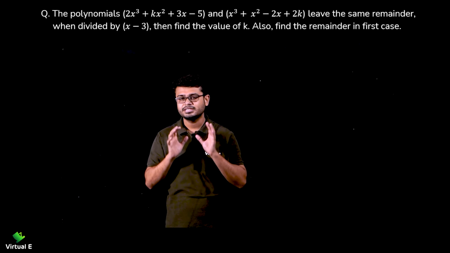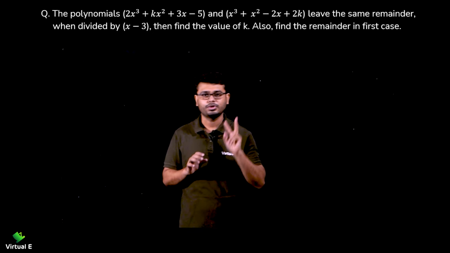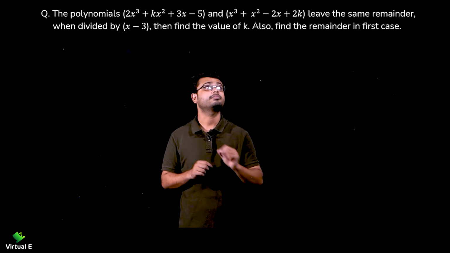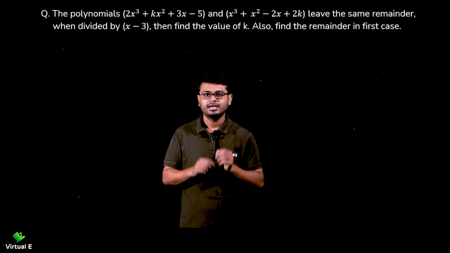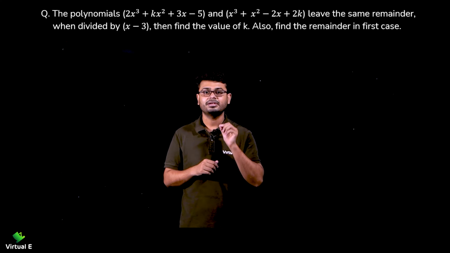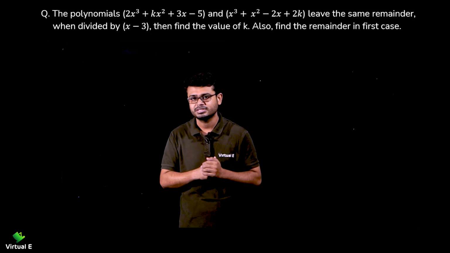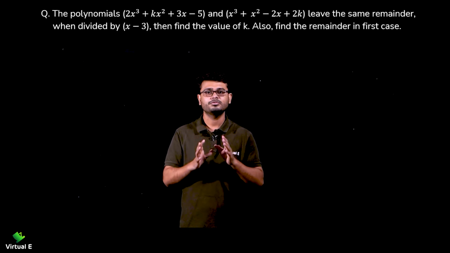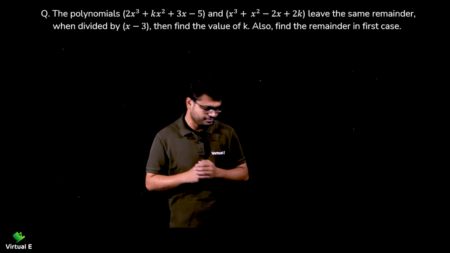So first of all, let's understand. We have two polynomials and both of them are divided by a single polynomial, which is x minus 3, and we get the remainder in both of the cases, and that remainder is the same in both of the cases, right? And we are going to equate and we are going to solve it. If you are still confused, don't worry. Let's start with the question.